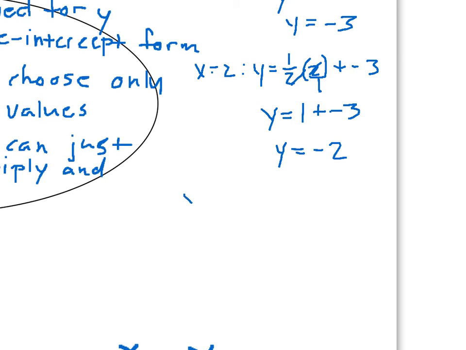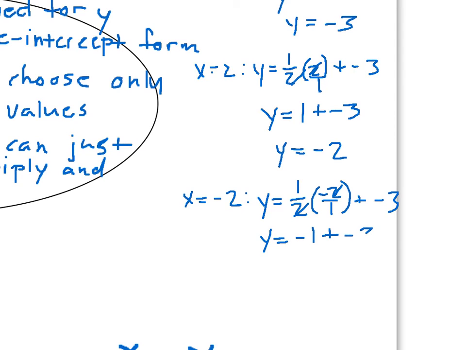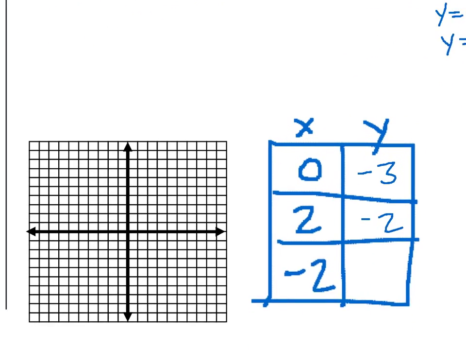And the last one, x equals -2. Y equals 1/2 times -2 plus -3. Cancels out, but that's still a negative. So Brianna, we still get that y is equal to -1 plus -3. So y equals -4. Finally, we'll come down and put that in the chart and we'll graph.